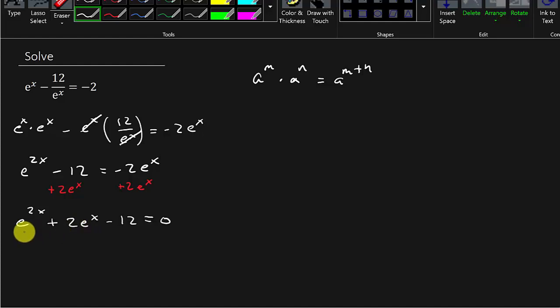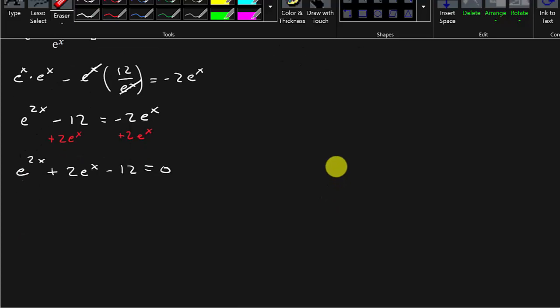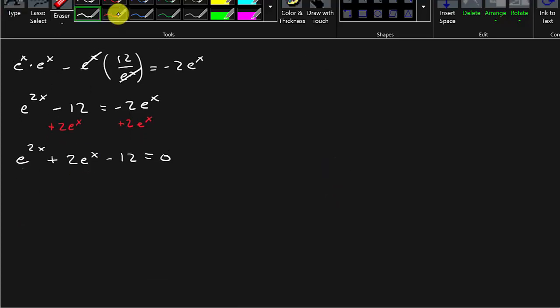Well, this thing is quadratic in form, right? It's quadratic in form. In other words, well, what does that mean? Well, if you take the middle term, don't worry about the 2, just the e to the x. If you take that e to the x and you square it, you'll end up with this first term.